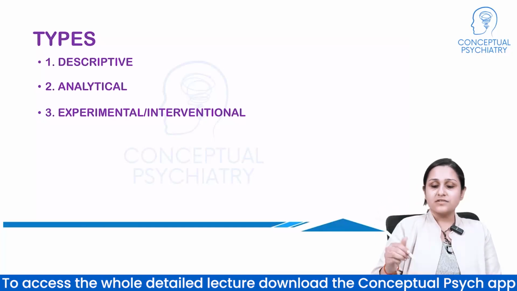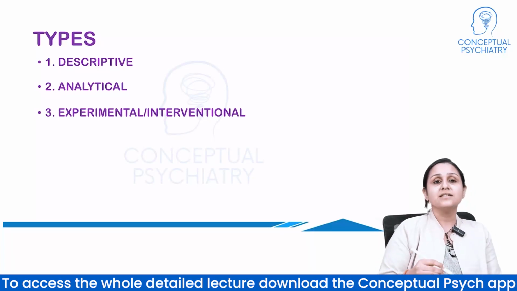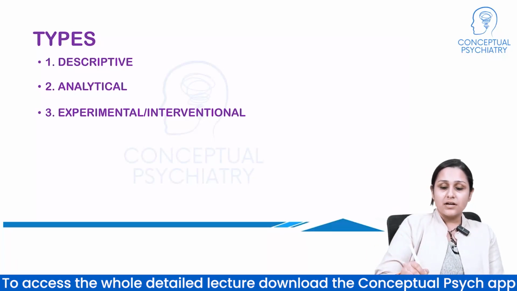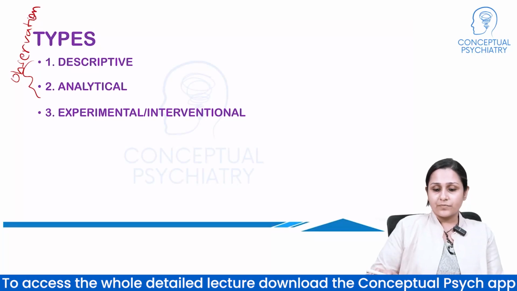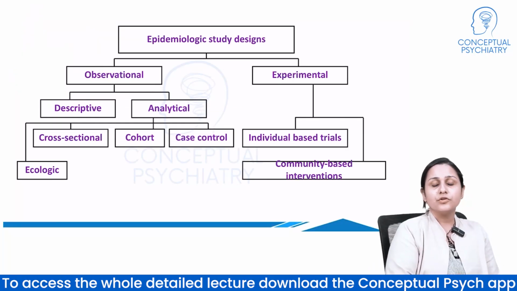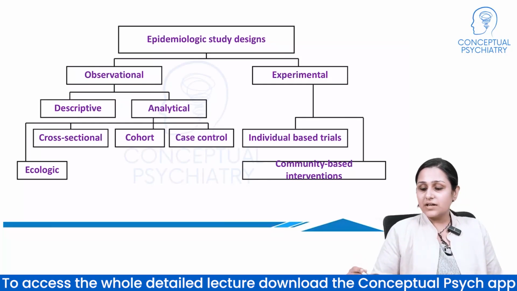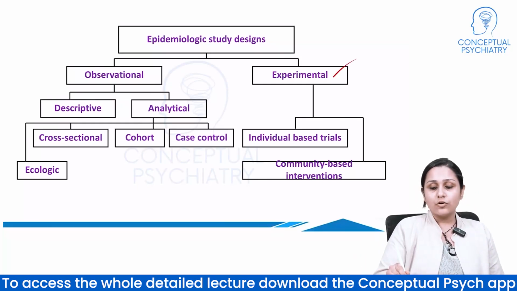So in primary research, these are the kinds of studies that you will see. There are descriptive studies, there are analytical studies, and there are experimental interventions. Now, descriptive and analytical come under a heading called observational. I'm going to tell you why. Okay. So this is the tree that you've got to kind of remember. The two main branches are experimental and observational.